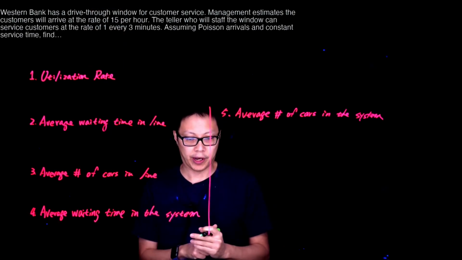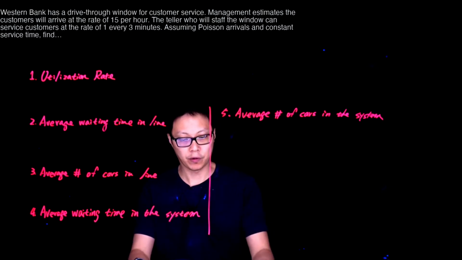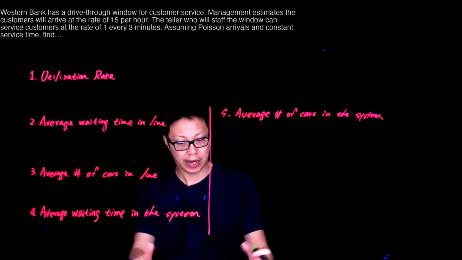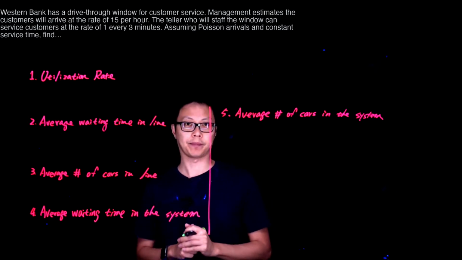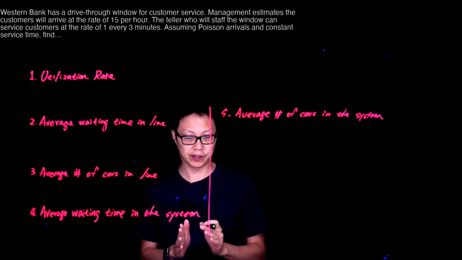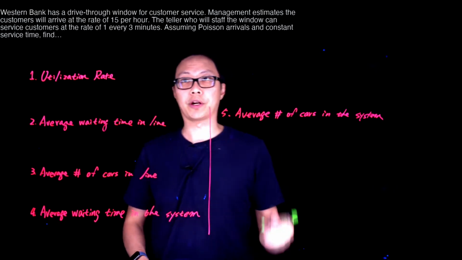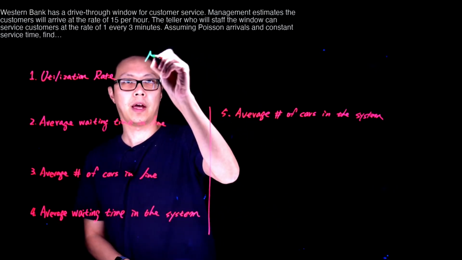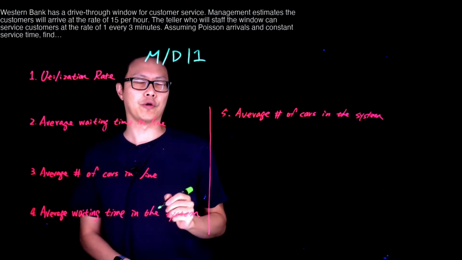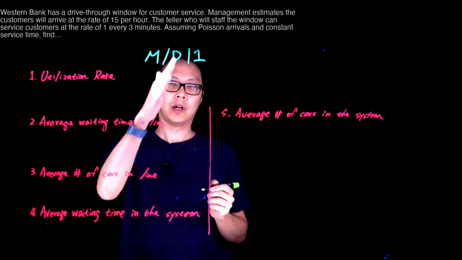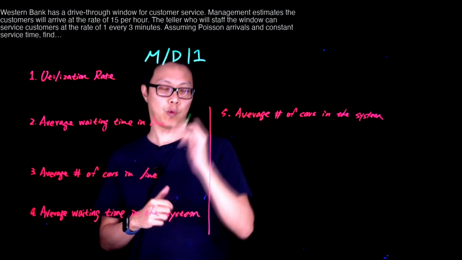Basically, the second example has an almost identical description to the first one. The only difference is that now we assume we have a Poisson arrival, but a constant service time. So for every customer, the service time will be exactly 3 minutes. So this is what we call the M/D/1/Q. We have Poisson arrival, D is deterministic, so we have a constant service time, and 1 server.